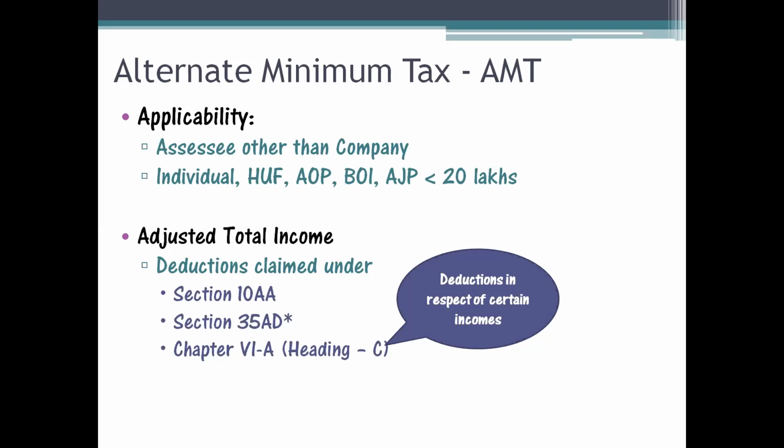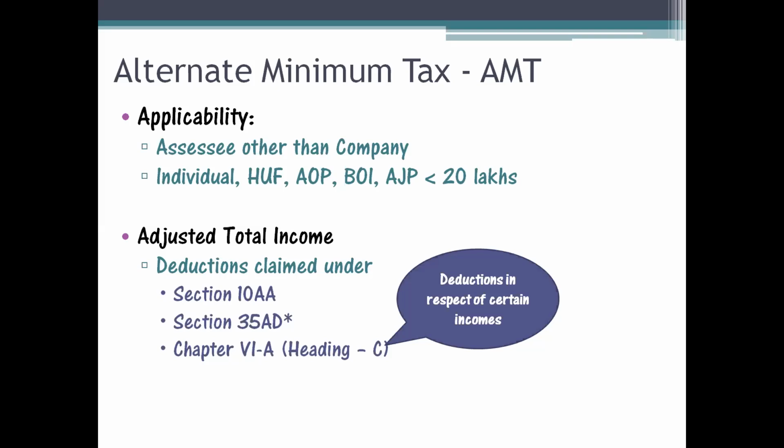And first, is it applicable to all the assessees other than company? There is a threshold available. So for individual, HUF, AOP, BOI, AJP, for these 5 types of assessee alone, if the adjusted total income is less than 20 lakhs, then it's not applicable. However, AMT is applicable to any other form of assessee other than company, even for a firm. However, for a firm there is no minimum threshold applicable, so any amount will be subject to AMT. We have to put the AMT into check.